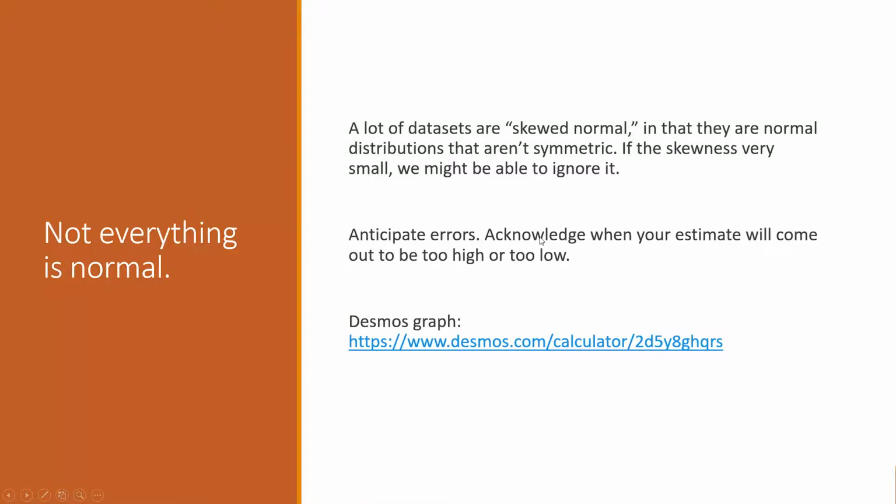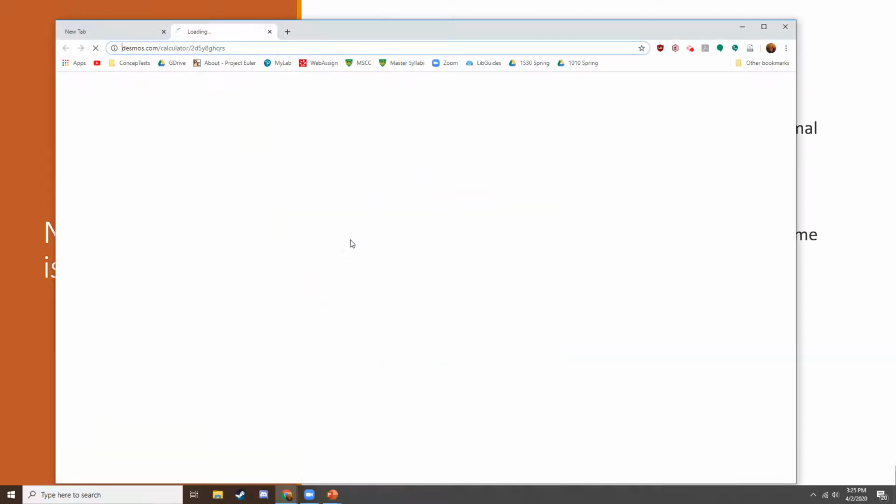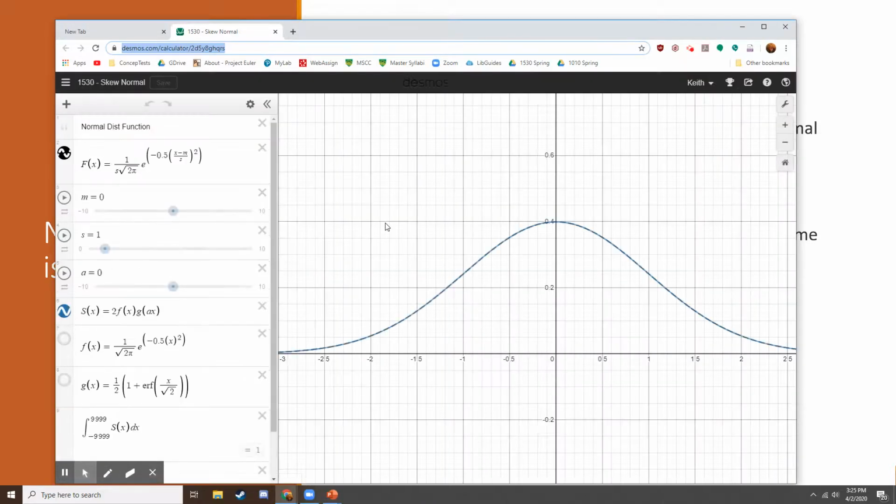And so, again, right, normal isn't for everything. So whenever you assume normality, you've got to anticipate errors. A lot of things are normal-ish, but they're not perfect. They're not symmetric. They are skewed. So you need to anticipate errors. You need to acknowledge when your data is going to be too high or too low based on your curve. So let me show you what I mean.